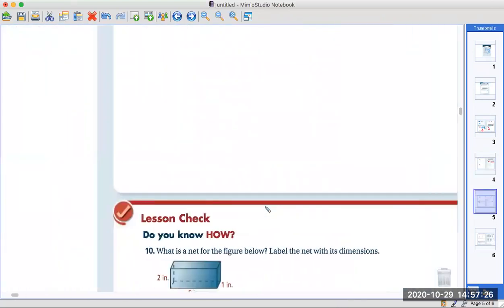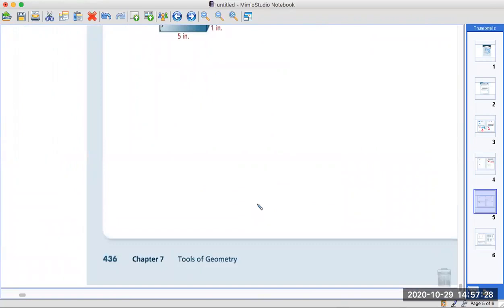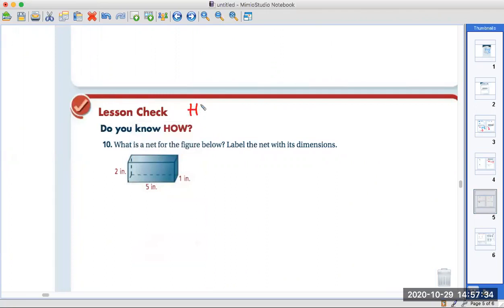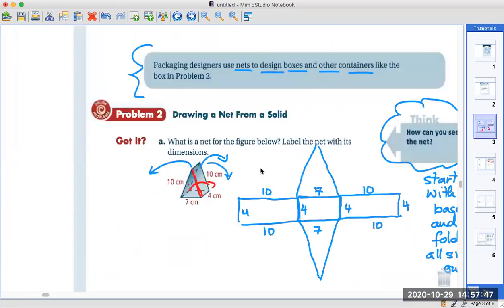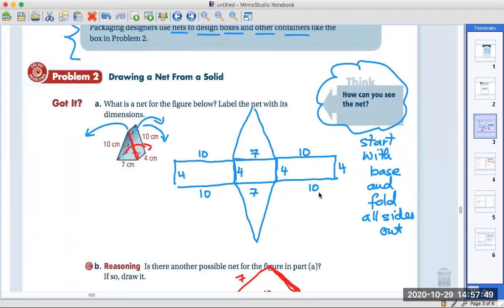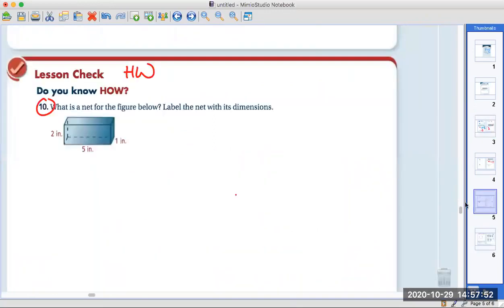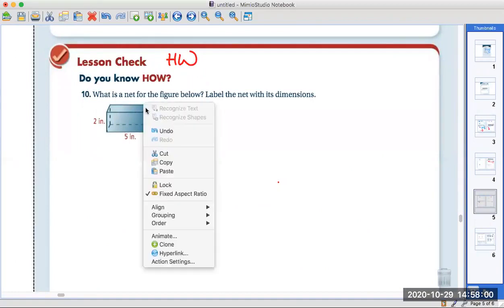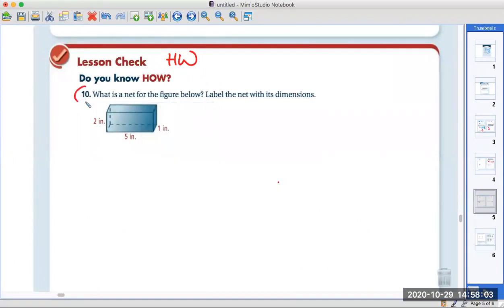And you are going to do lesson check for page 436. You're going to do number 10. Number 10, you're going to make a net and then label the net with the dimensions. It's just like the first question right here. Usually you can match up the problems in order that I show them to you in the lesson, and refer back to the first example would be probably the first question on the homework.